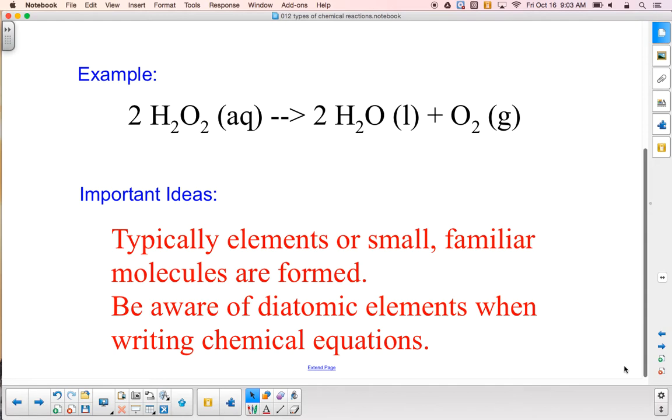Probably the most important idea here is that typically the products of a decomposition reaction are small, familiar molecules, and when you have to predict the products, just be aware of diatomic elements like oxygen and hydrogen when you write your chemical equations.